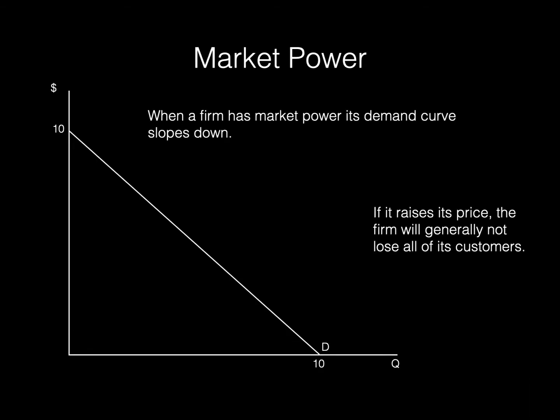How can a firm tell if it has market power? When a firm's product is differentiated from other firms' products, the firm can generally raise its price without losing all of its customers. To sell more, the firm must lower its price. This implies that the demand curve slopes down. It is no longer perfectly elastic.